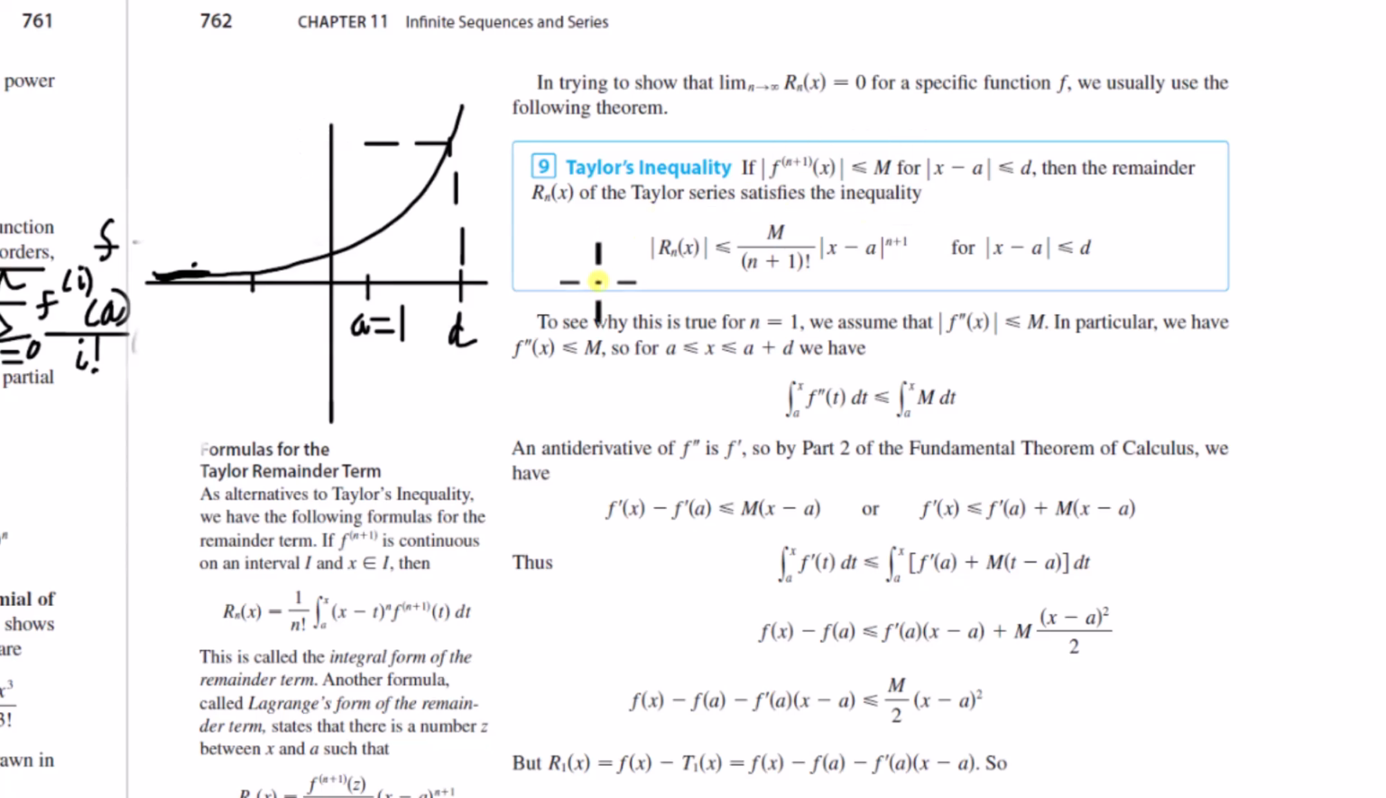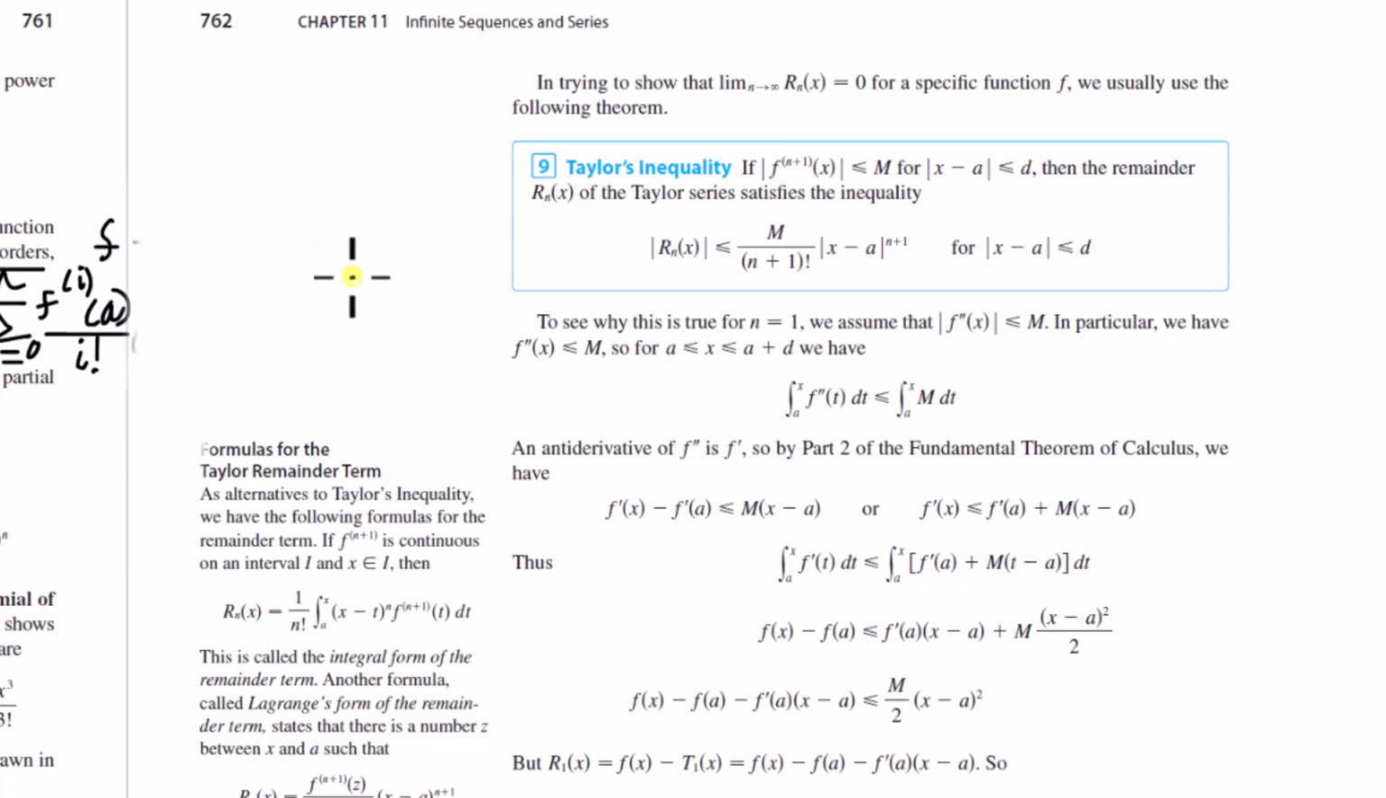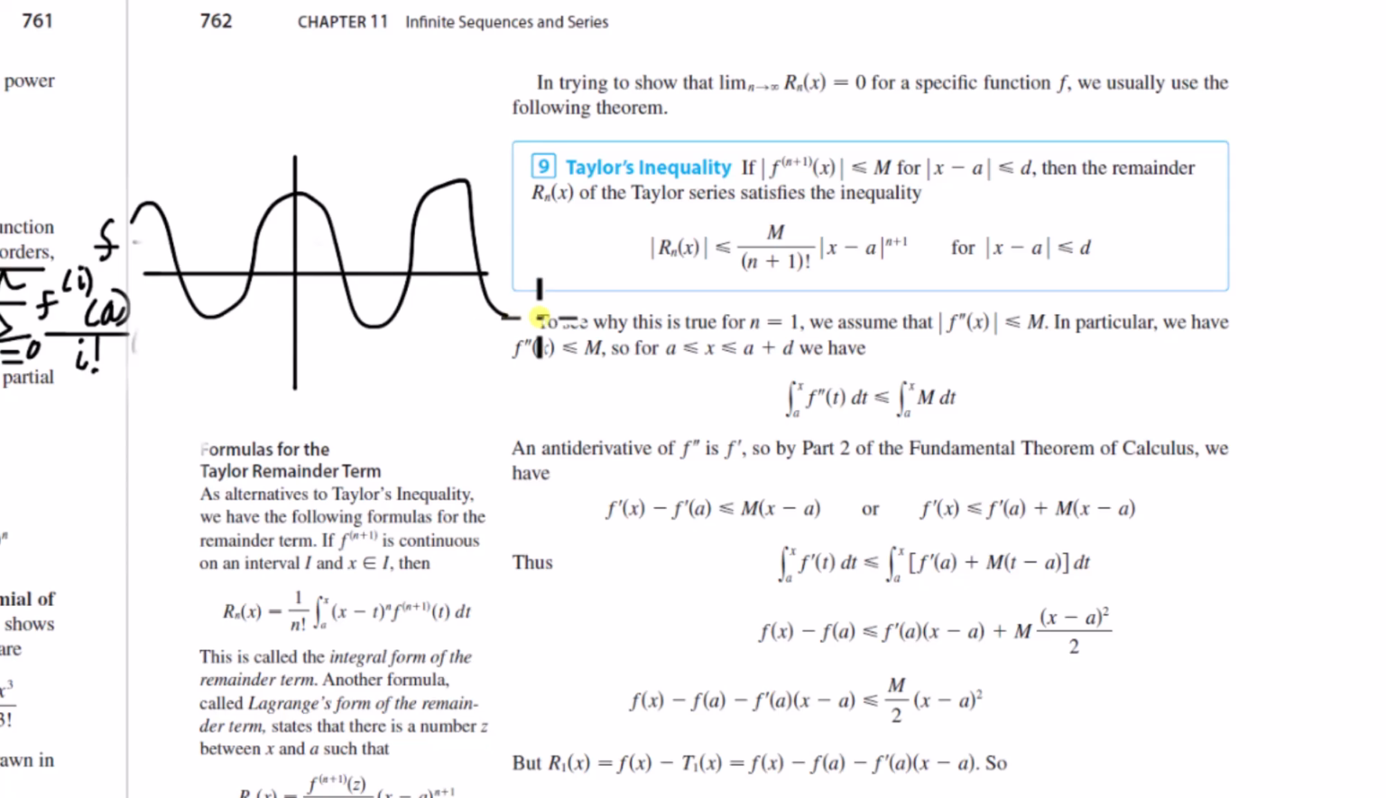Now you can see with other types of functions, it can get even simpler, like sine of x or cosine of x. The n plus 1th derivative, when you plug in x, it's bounded above by positive 1. So it's not even like a formula. You don't even have to make m a function of d. You could just actually put the number 1, which makes it even simpler.